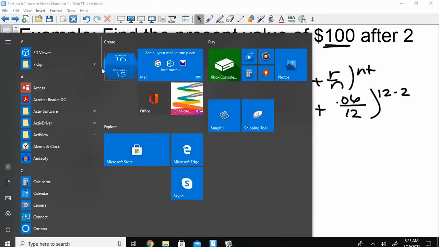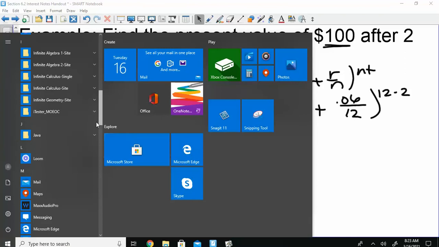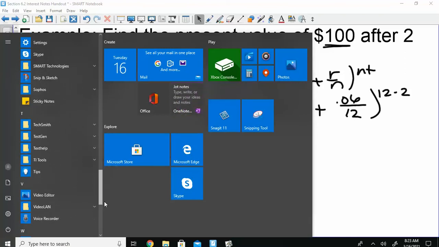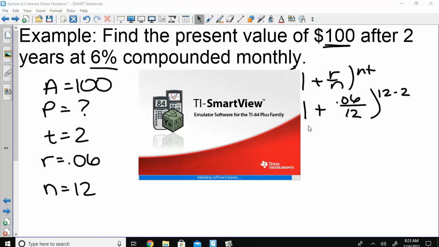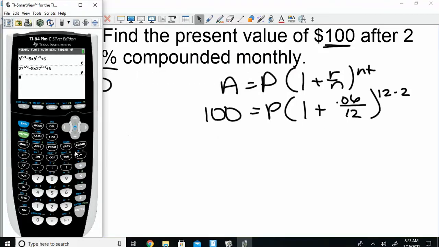You are welcome to simplify that some, but we really don't have to. We could go straight to our calculator. To get the P by itself, we're going to have to divide by that whole parenthesis. So if you want, you can type that all in at once. 100 divided by parenthesis 1 plus 0.06 over 12 to the 12 times 2 power. So you can put everything in. And we should get $88.72.